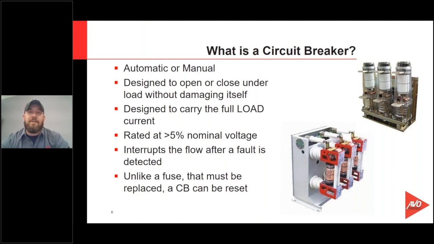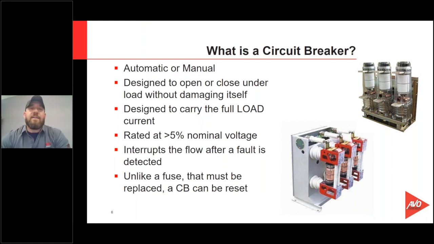That's it. But in this case here, we're going to talk about next the vacuum interrupter involved with the circuit breaker. But ultimately, the circuit breaker is designed to open or close under load without damaging itself. That's it. It does what it's told. It's got some sort of overcurrent protective device, and it's being controlled by a relay of some sort that's going to open that circuit breaker up so that catastrophic failure doesn't occur inside of our substations or our MCCs.